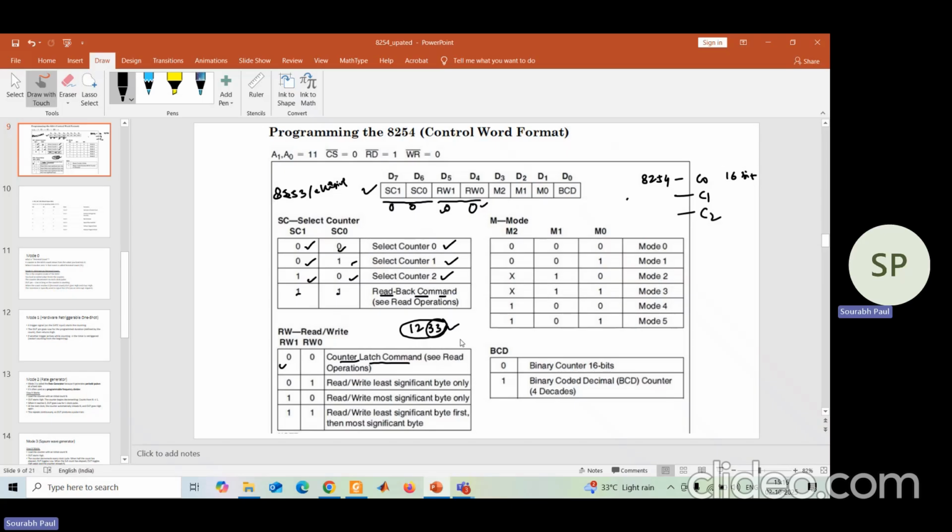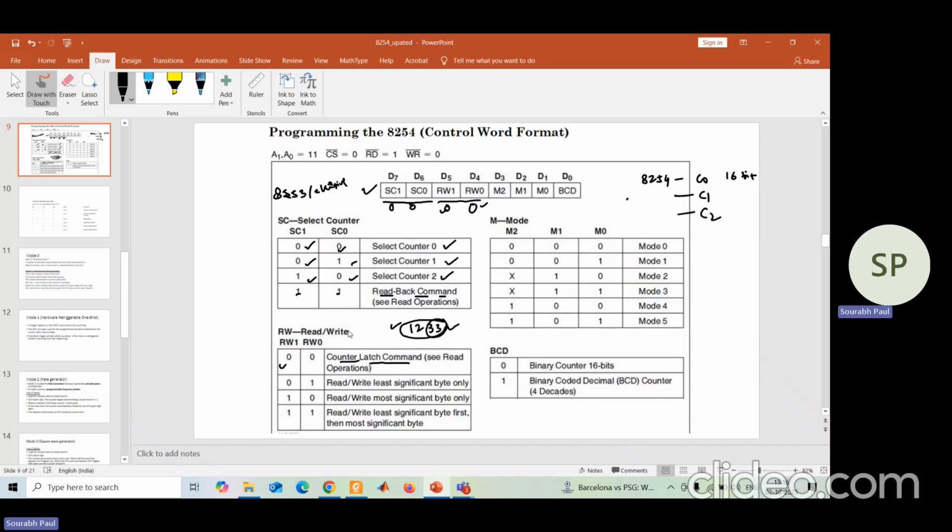So in order to tackle that problem, if I select the counter latch command, what will happen? It is similar to taking a snapshot. Whatever value is there at the current instant, I save that value in a holding register, while the counter keeps on changing its value. But the value at that instant is what I am holding in the register. So to do this kind of operation, I can use the counter latch command.